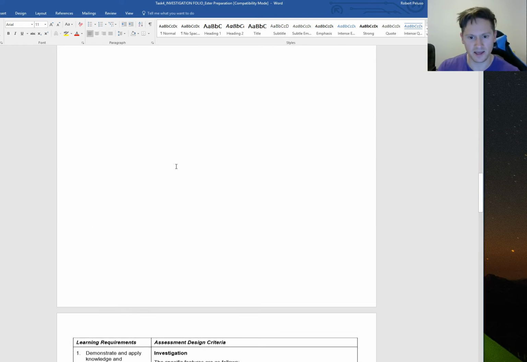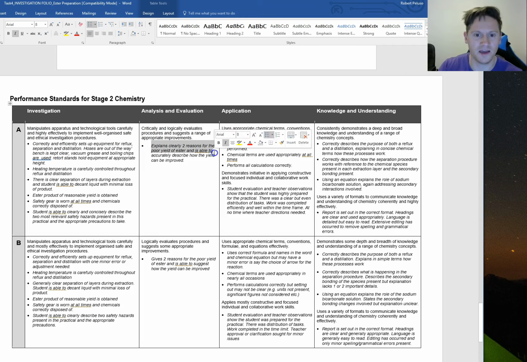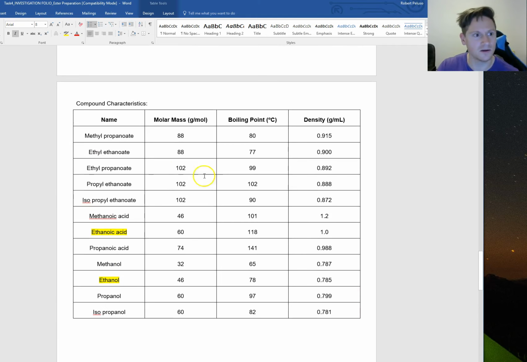And if I go back down here to the task sheet, which is actually relatively detailed this time around, analysis and evaluation, it's saying to get an A, obviously we're aiming for an A, aren't we? Explains clearly 2 reasons for the poor yield of ester and is able to accurately describe how the yield can be improved. Now, you're not going to get 100% yield.